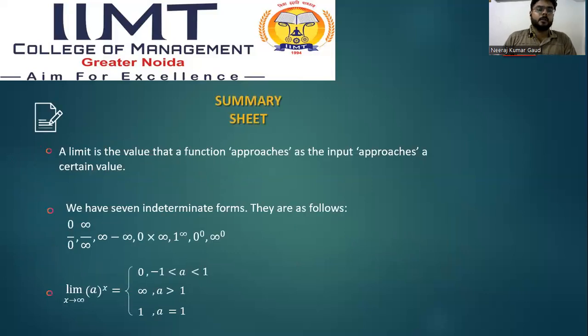The summary sheet of the limit: a limit is a value that a function approaches as the input approaches a certain value. We have 7 indeterminate forms. They are as follows: 0 by 0, infinity upon infinity, infinity minus infinity, 0 into infinity, 1 to the power infinity, 0 to the power 0, infinity to the power 0.